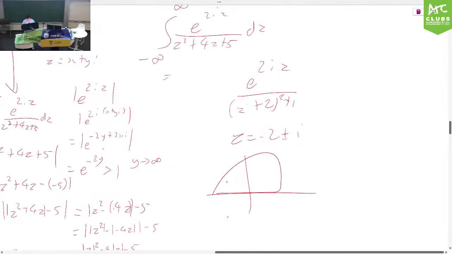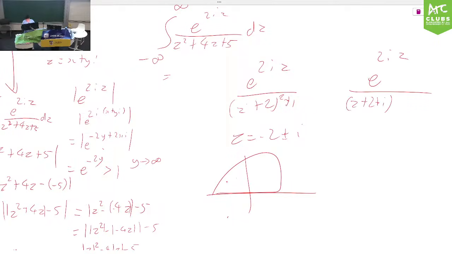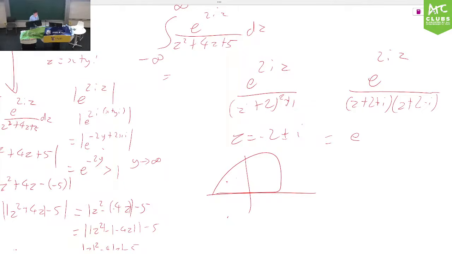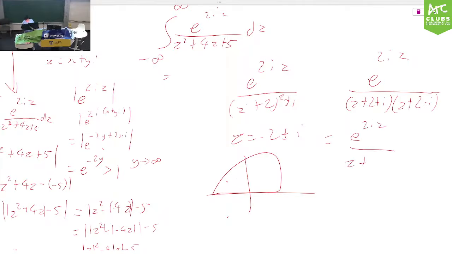So how do we do that? Well, we factor the denominator: z plus 2 plus i, z plus 2 minus i. Then we multiply this by z plus 2 minus i, I believe. So then what we have is this, and it won't make the denominator go to 0.